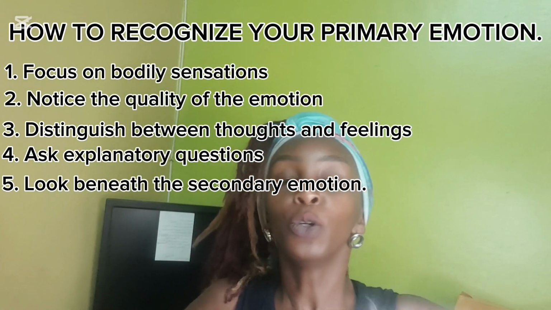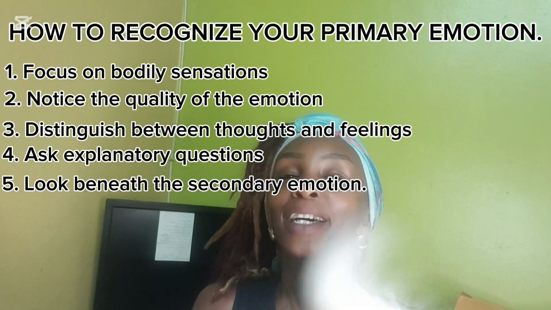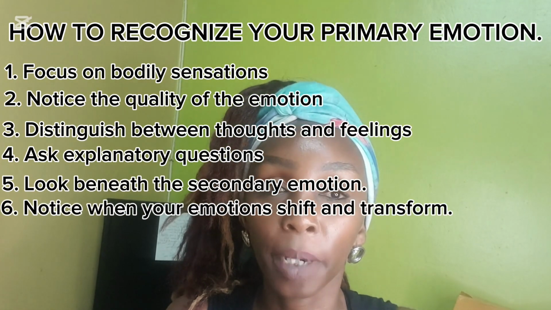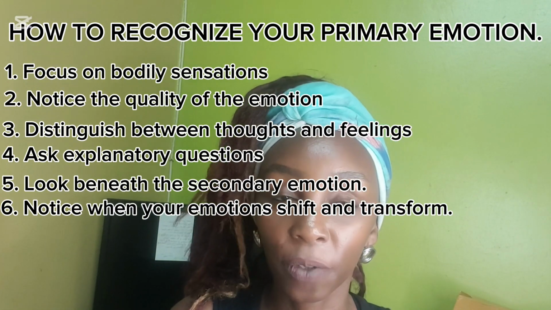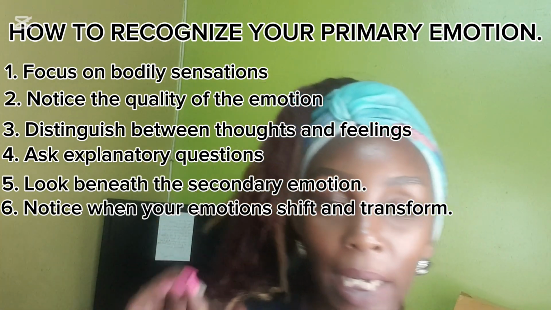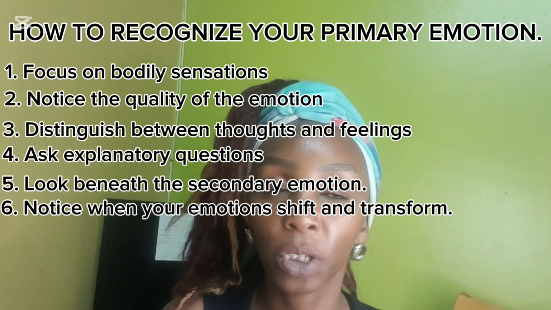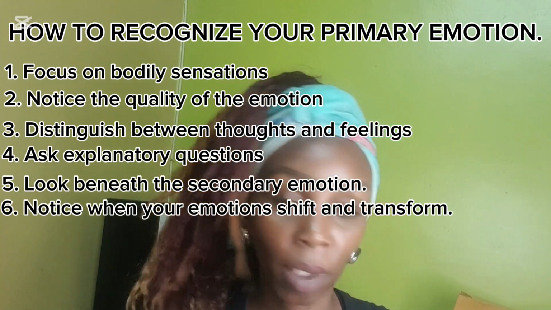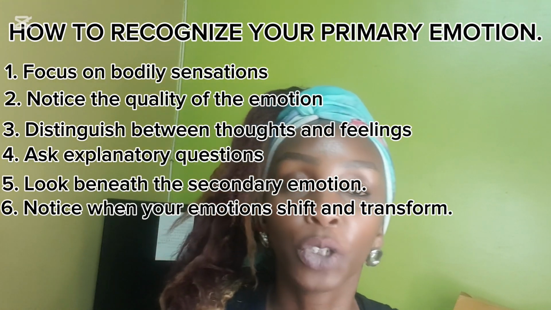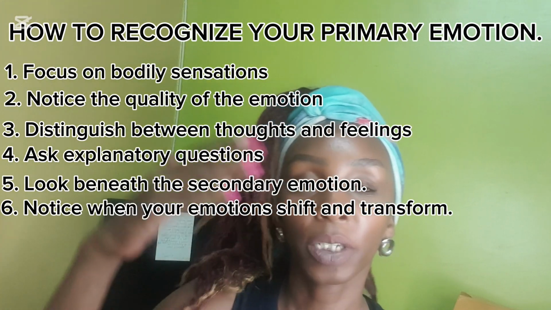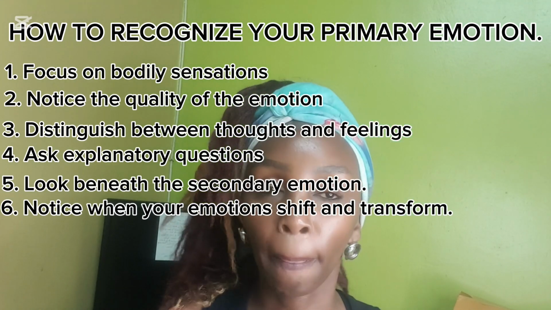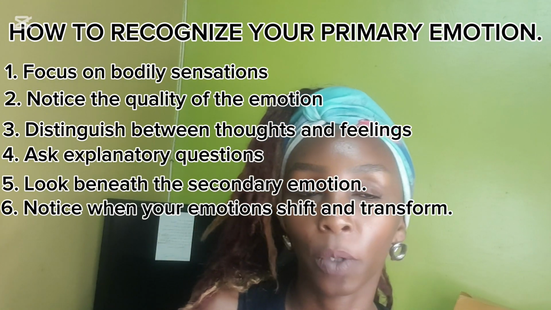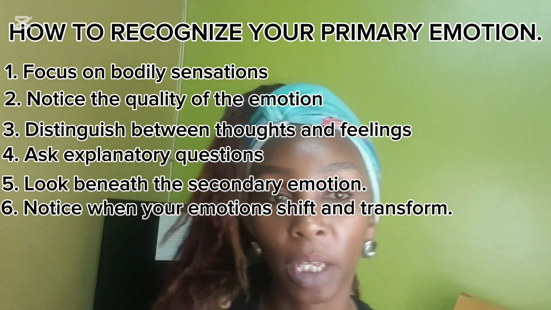Number 6, notice when your emotions shift and transform. As we said, primary emotions rarely shift or transform. They are pure and they are instantaneous. Then the secondary emotions are the reactions to these emotions. They are secondary, as the name suggests. So notice when your emotion goes from one level to the next, and that in itself will be a tell of what the primary emotion was and what the secondary emotion is, and it will help you.